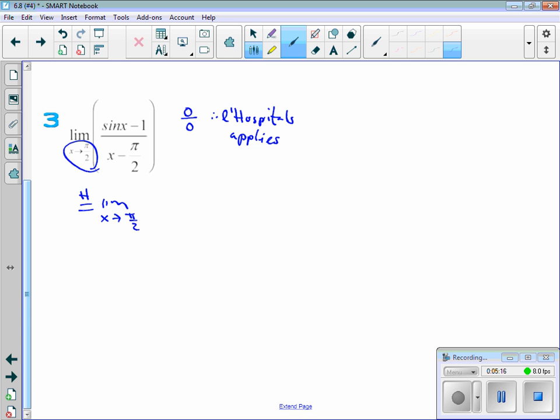Okay, what's the derivative of sine of x minus 1? Cosine of x. And the denominator is going to turn into 1. So what happens when I plug pi over 2 into cosine? 0. Questions at all on the easier ones here? Okay.